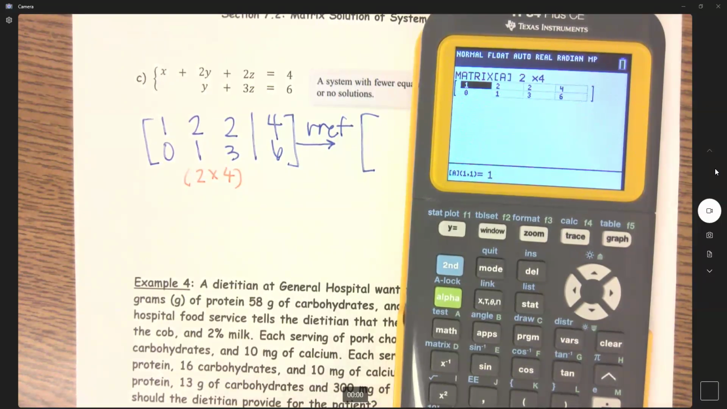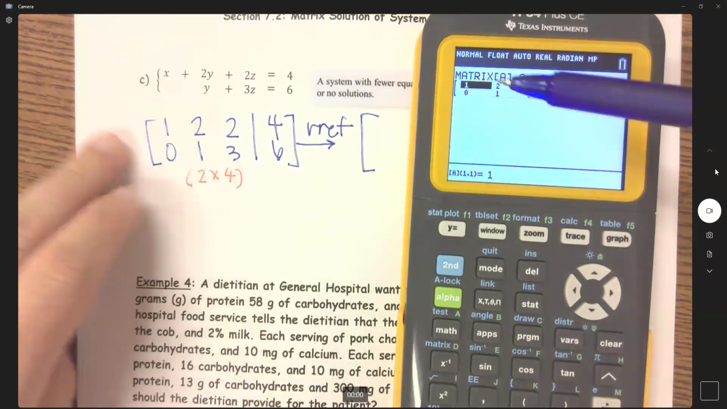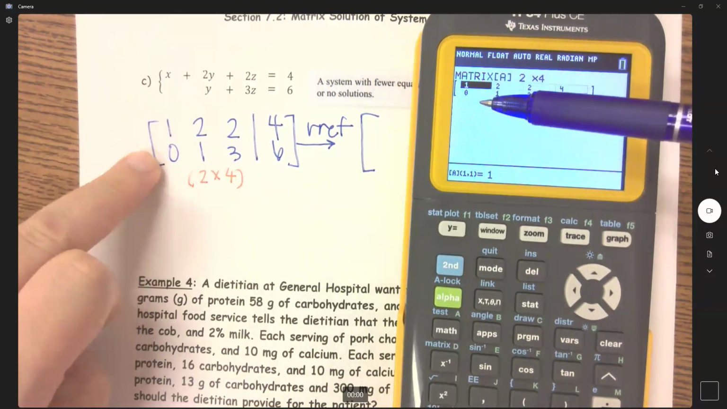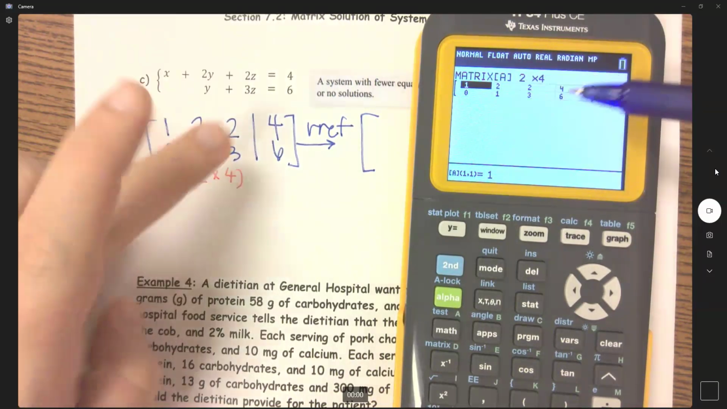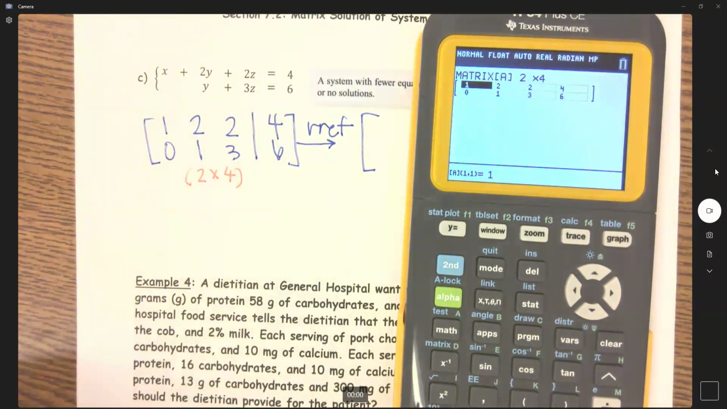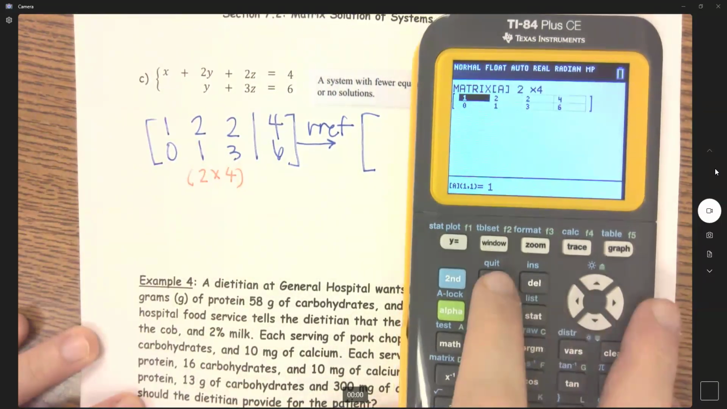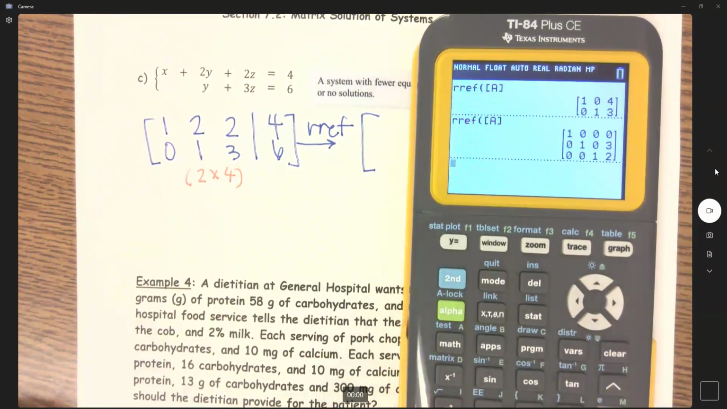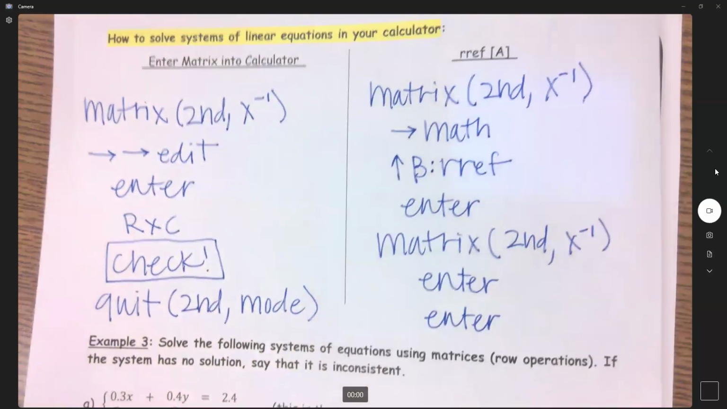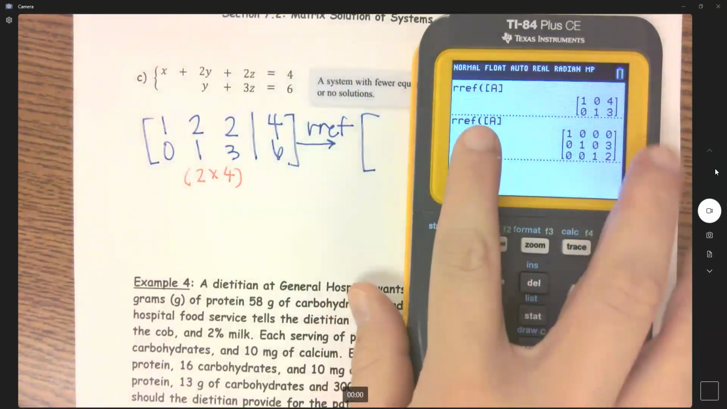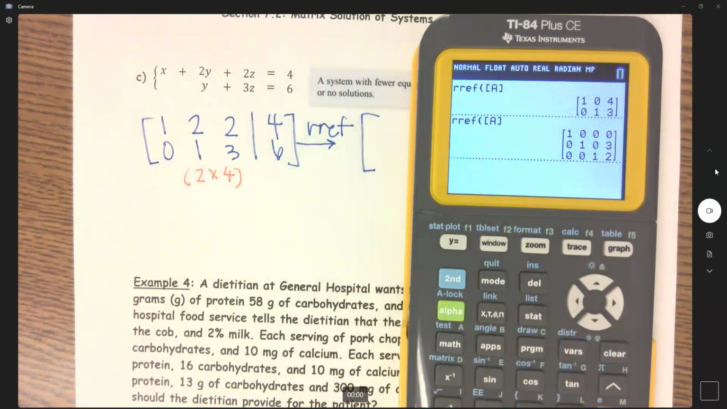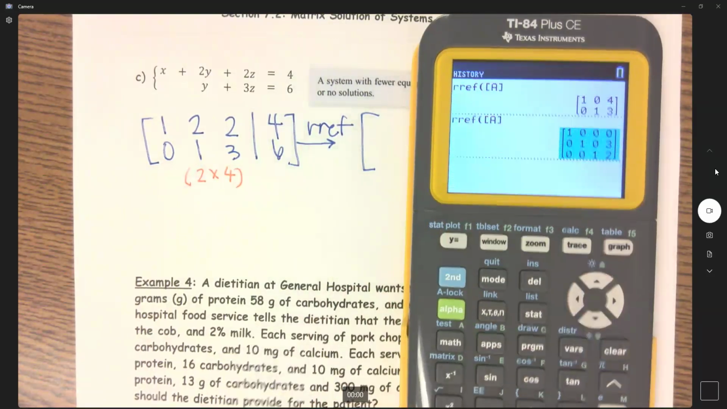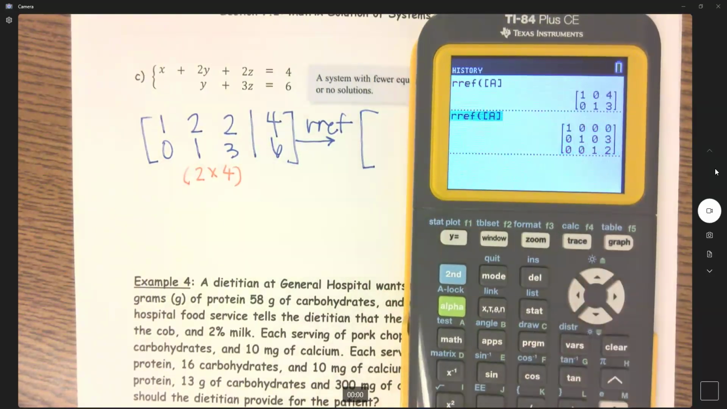Once we've entered it, we are going to check it because it takes no time and it can make a huge difference. So 1, 0, 2, 1, 2, 3, 4, 6. I like it. Once we've entered it, we checked it, we liked it, we're going to quit. So second mode. You can go through these examples, but since I have my RREF matrix A, you can also just go up, highlight it, hit enter, hit enter.